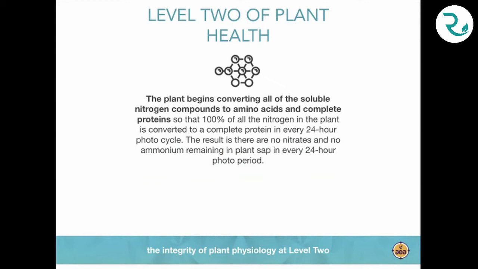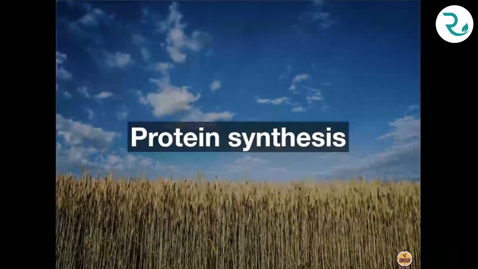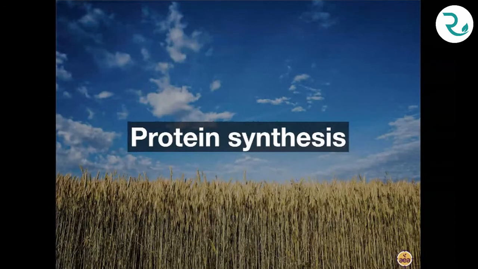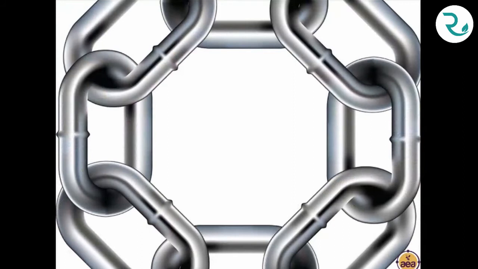So even when the plant absorbs nitrate or absorbs ammonia from the soil profile, it is rapidly converted into complete proteins. When that happens, we now achieve resistance to all of the insects that have simple digestive systems. So I want to take a quick detour and describe what this protein synthesis process looks like and why it's important.